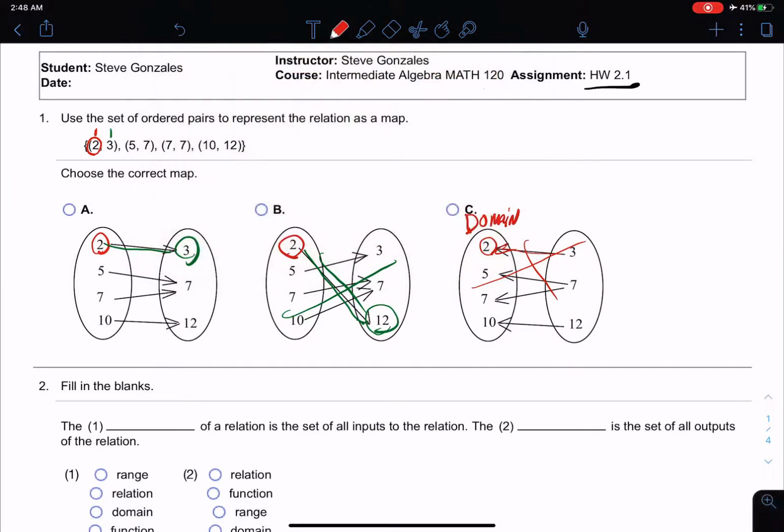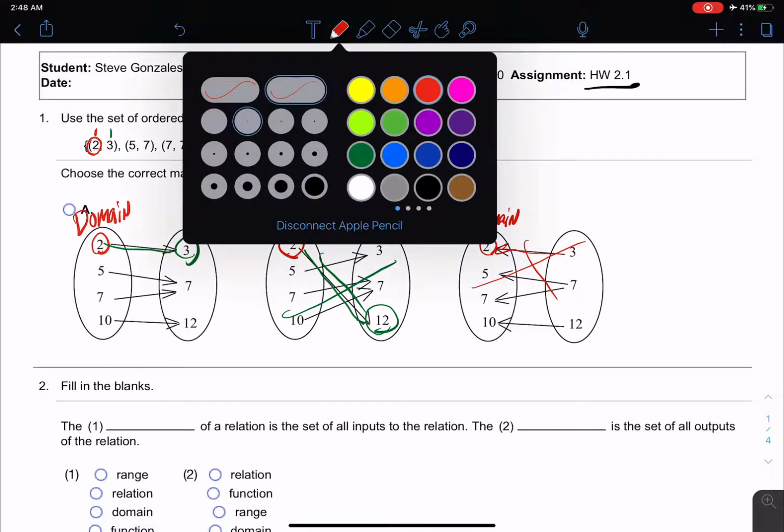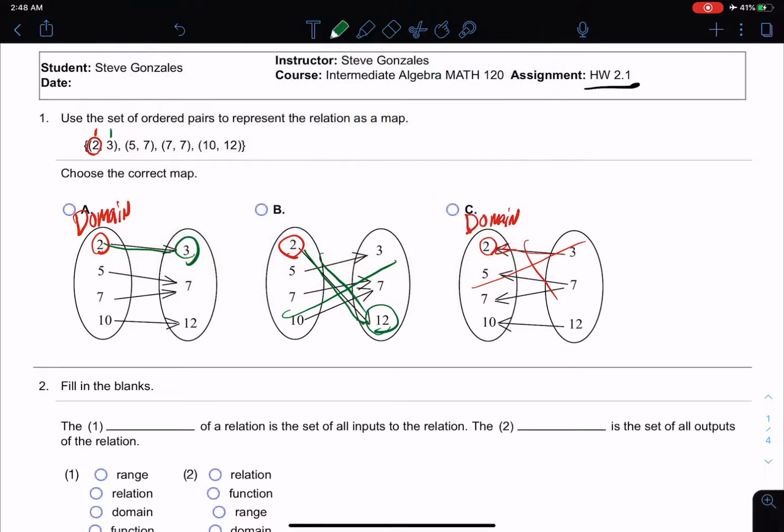Now let's just get used to calling the collection of all x values or input values the domain. And the collection of all y values, or output values, is called the range. I'm going to get used to calling the set of all x values the domain, the set of all y values is the range.